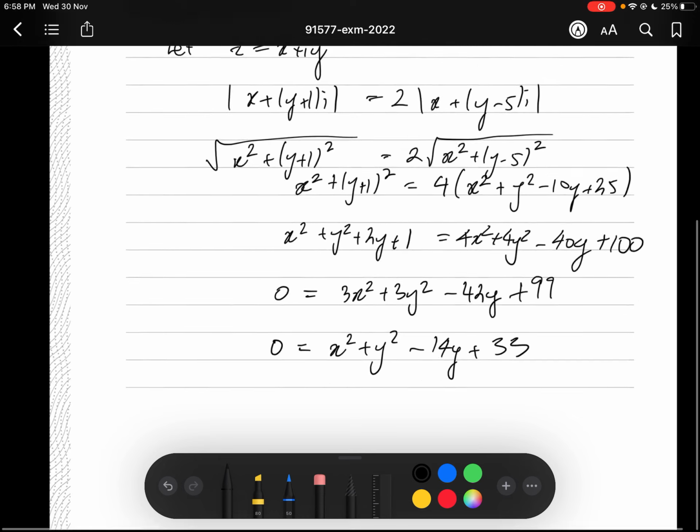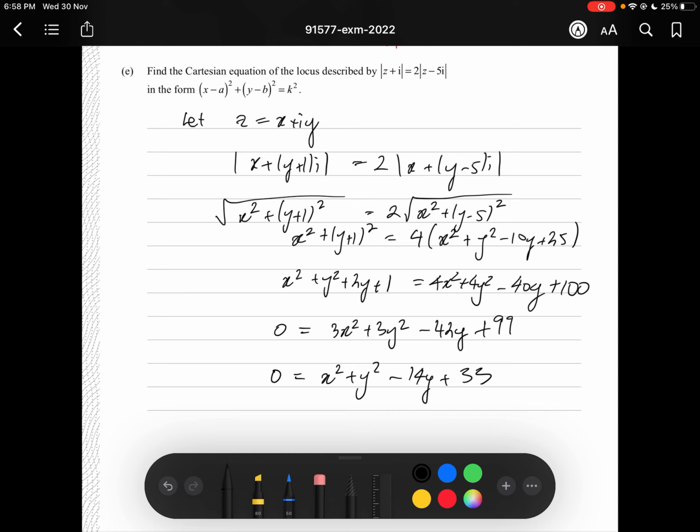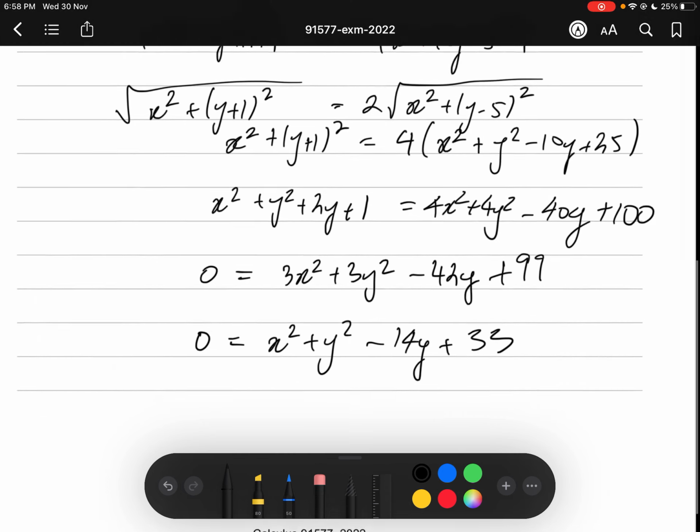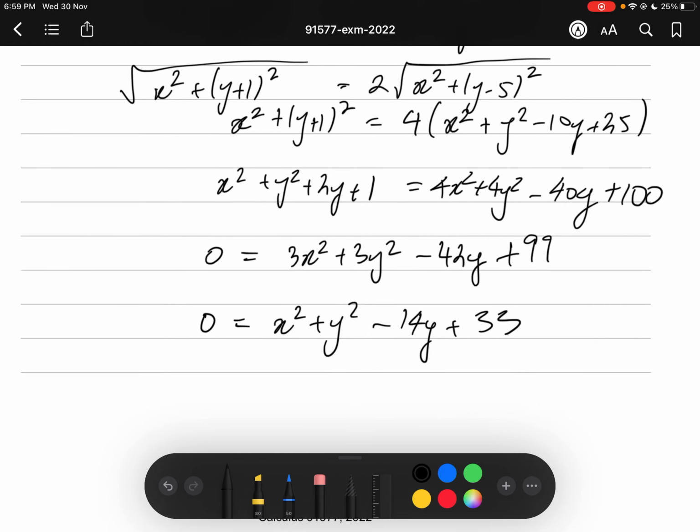Alright, and we need to write this in the form of (x − a)² + (y − b)² = k². So let's write y² − 4y as (y − 7)². So you have 0 = x² + (y − 7)² + 33. And in this case, if we expand (y − 7)², we're going to get y² − 14y + 49. So the plus 49 wasn't there before.